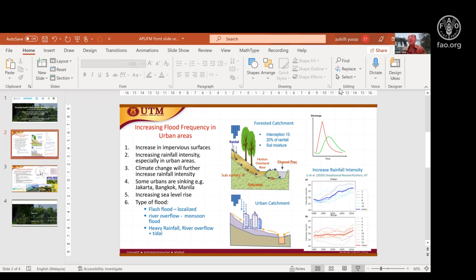So basically, for urban forestry and other flood mitigation approaches, the objective is to reduce the peak flow, as well as to lengthen the concentration time so that the flood can be delayed. And this is a big challenge.